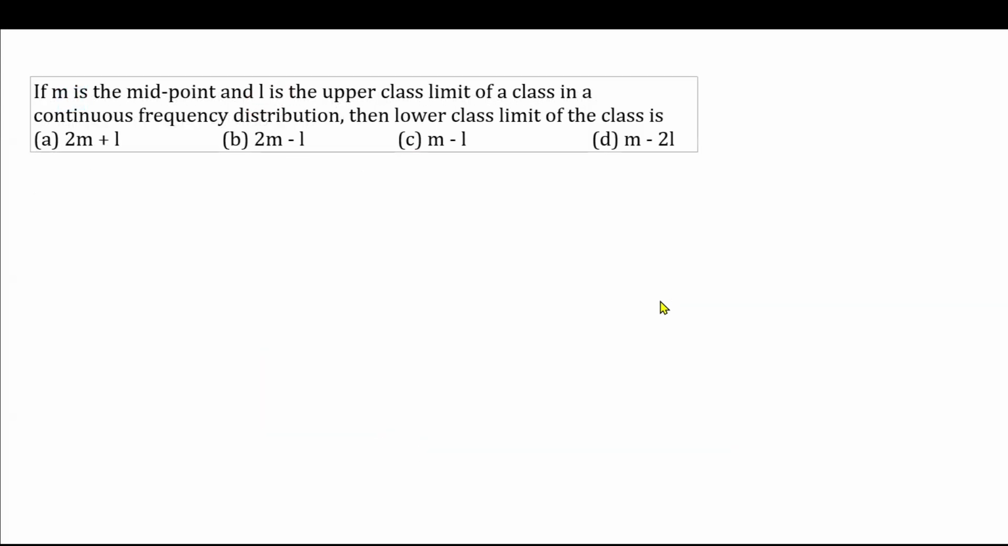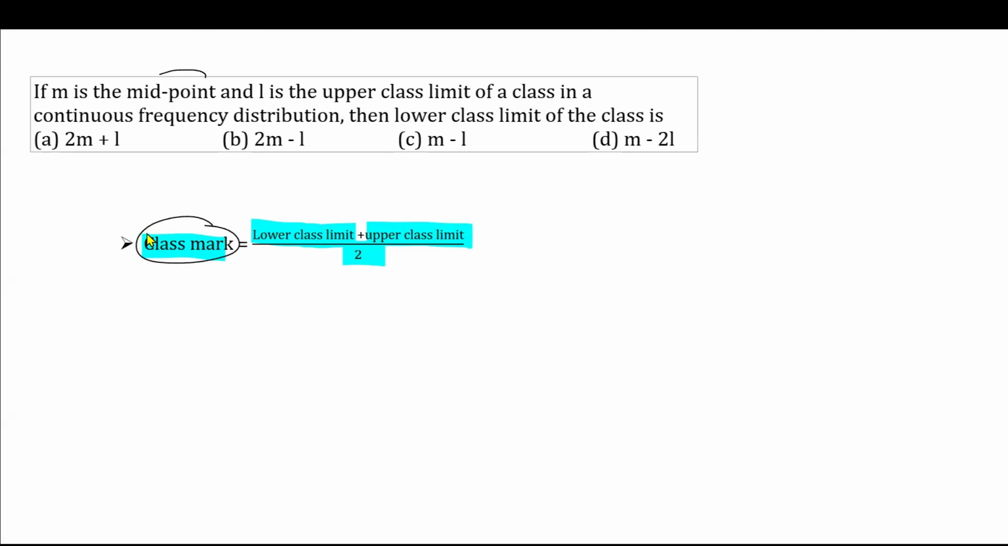In this question from statistics, it says if m is the midpoint and L is the upper limit of a class in a continuous frequency distribution, then the lower limit of the class is what? For that, you should remember the formula of class mark. Class mark is equal to lower limit plus upper limit divided by 2. So let's plug in the values. Class mark and midpoint are the same, so I can write m over here.